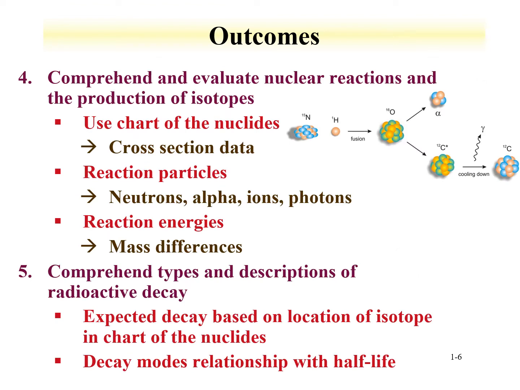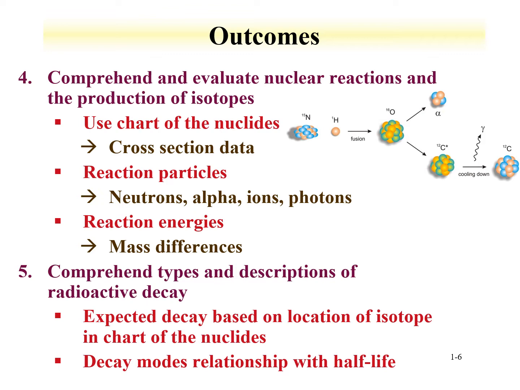The students should also be able to comprehend and evaluate nuclear reactions and how isotopes are produced. This can be obtained and understood from using the chart of the nuclides. One can evaluate certain reactions. So for instance, here's a reaction shown here of a proton and nitrogen 15 makes oxygen 16. There's an alpha particle decay that makes carbon 12. That's in an excited state. It gives off a photon. Now makes a ground state carbon 12.